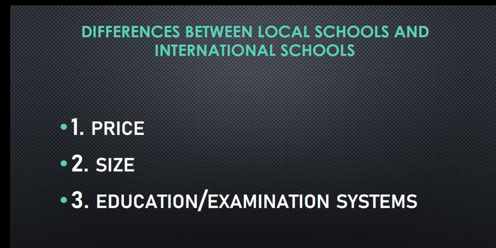Yeah, second one is size. Oh my god, guys, this is the one. This is also one of the biggest differences that I found. Okay, local schools are actually really big. They contain from about 500 students in one school up to 700 students in just one school. And when it comes to international school, you can barely even find 300 students.